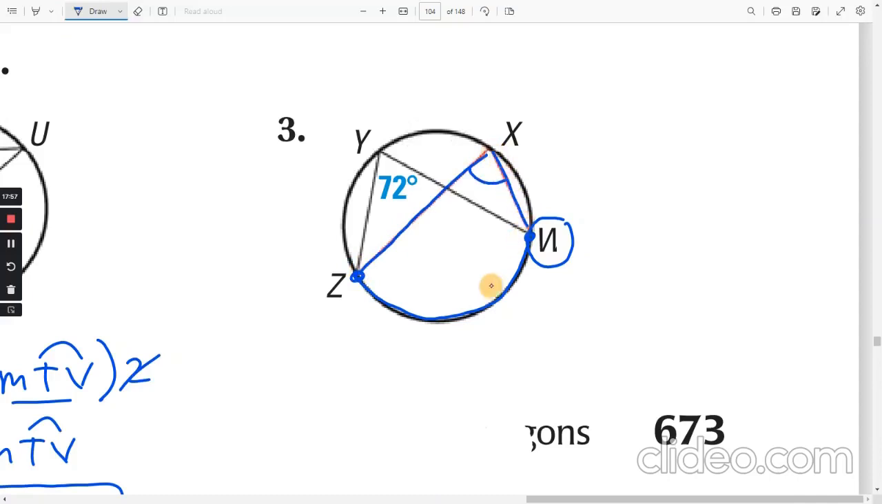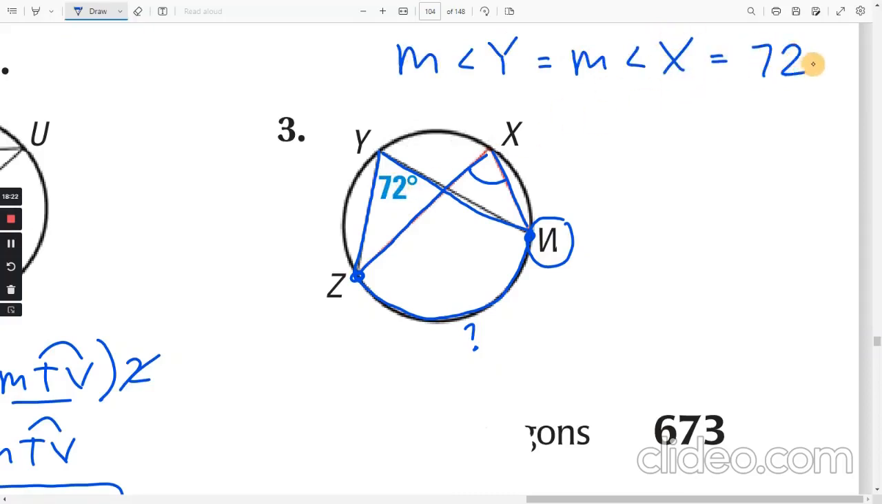Now, we don't have the measure of this arc here, but we don't need it because this angle right here also intercepts the same arc. It's the same one. So the measure of angle Y equals the measure of angle X. And we can clearly see from the diagram that equals 72 degrees.